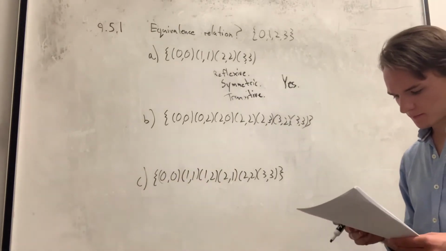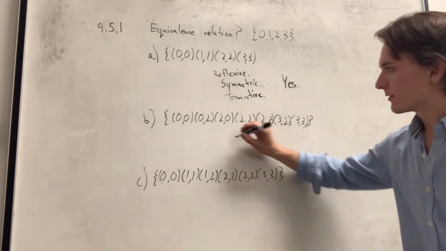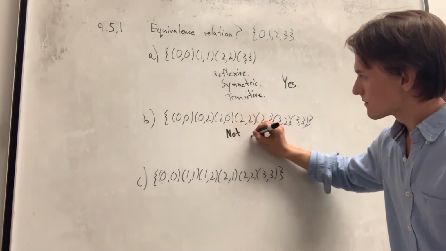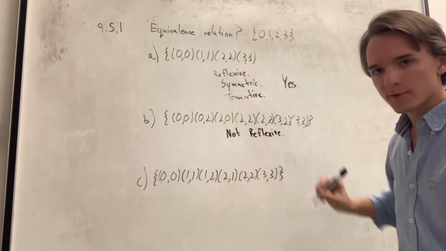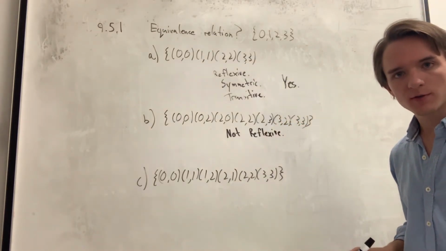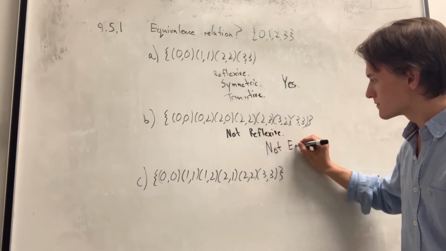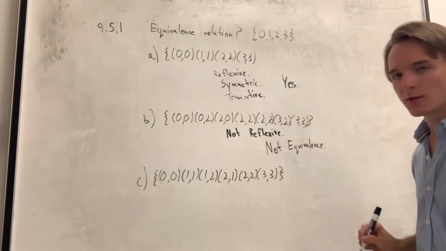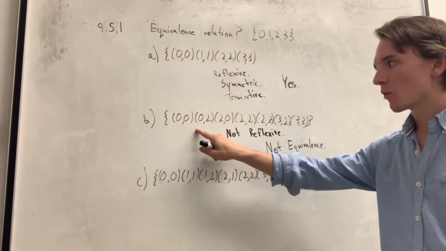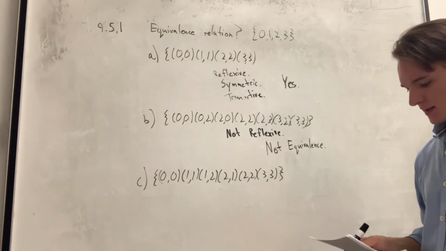Next, part B. It would not be reflexive, and therefore, it would not be an equivalence relation. You know that because it doesn't have the pairing 1, 1 anywhere, just as a counterexample.